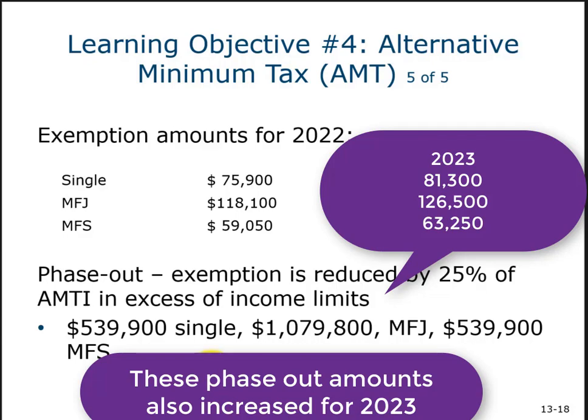Okay, those exemptions go away even if your income is high enough, and this is quite high income, $539,000 for single, over $1 million for married filing jointly, and that's when you start to reduce this exemption amount. So by the time you're having income of $1.1 million or so, $1.2 million, you have no exemption.